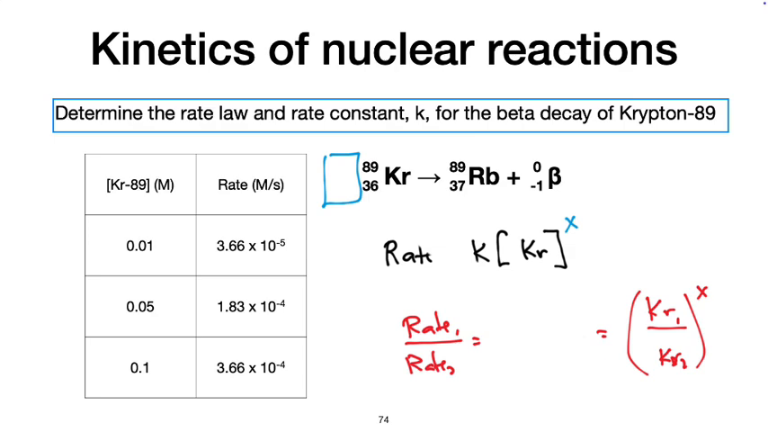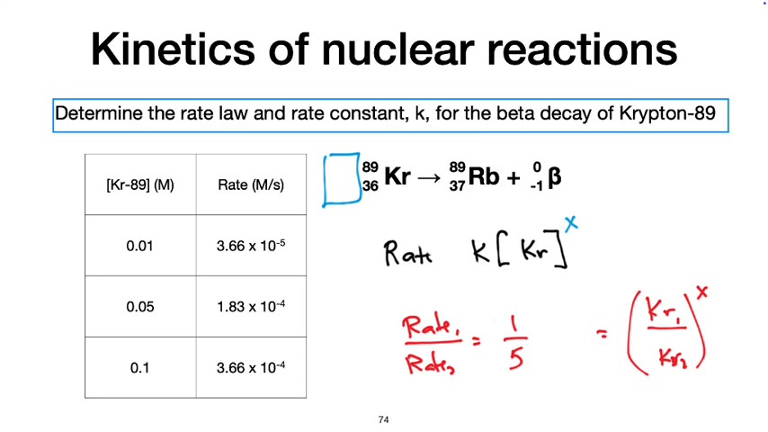Well, if we look at 1 to 2, we go 3.66 times 10 to the minus 5, rate 1, over rate 2, 1.83 times 10 to the negative 4. In that system, you've got a calculator, so just do the division and see what the calculator tells you. I think it's going to tell you 0.2, also known as 1 over 5. So for people that were going, it increased by 5 times, 1 over 5 is the same thing as 0.2.